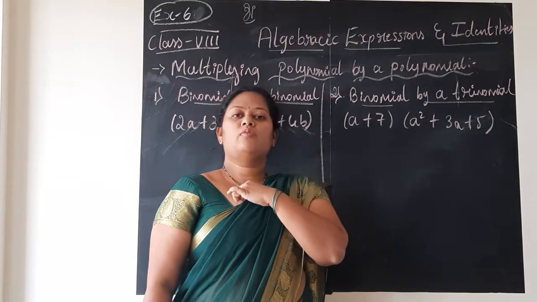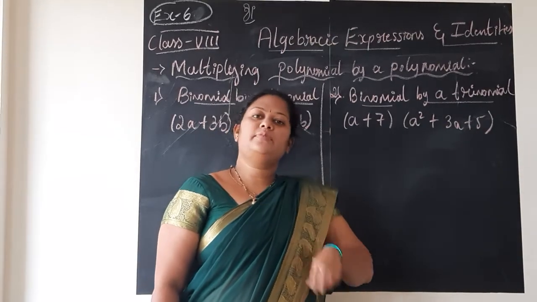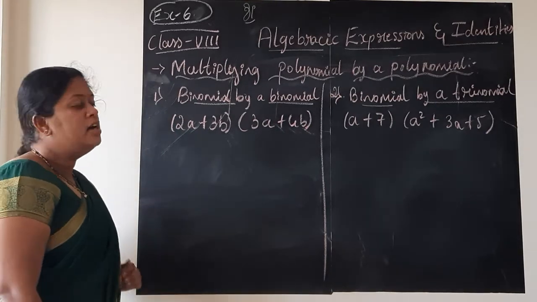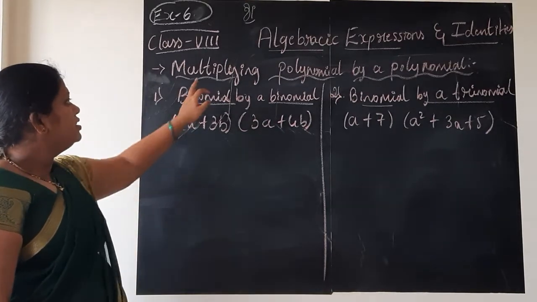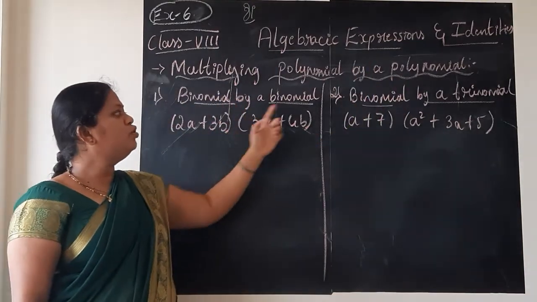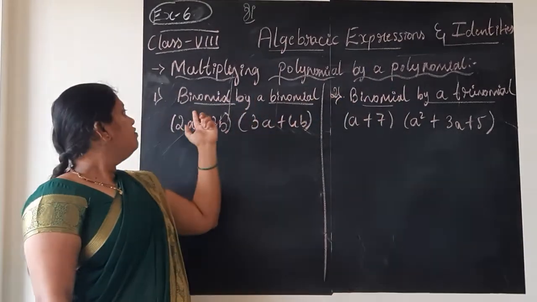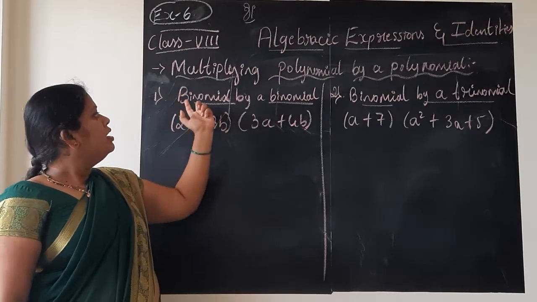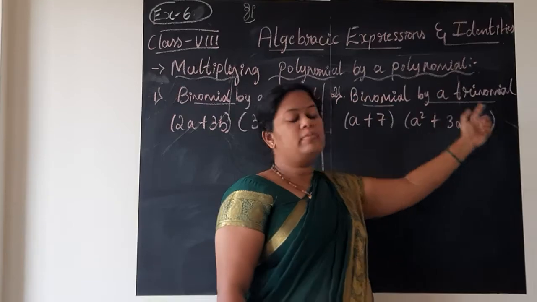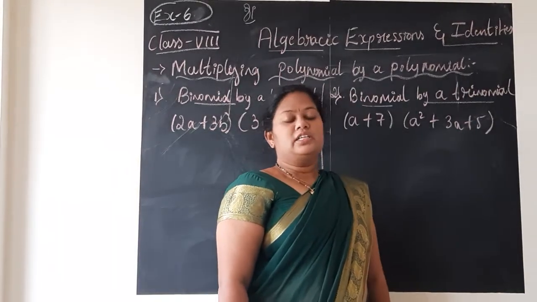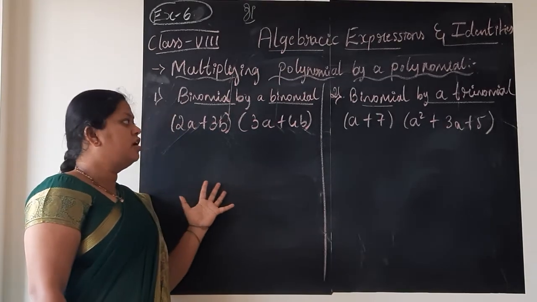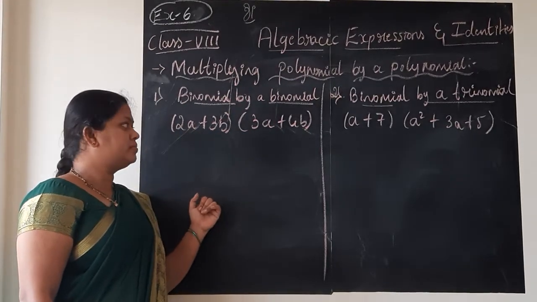So you all know what is a polynomial. Any algebraic expression which consists of 4 or more terms is called a polynomial. Under this heading, multiplying polynomial by a polynomial, children, we have two more subtopics. First one is multiplying binomial by a binomial. Next is multiplying binomial by a trinomial. So let us understand how to multiply this.